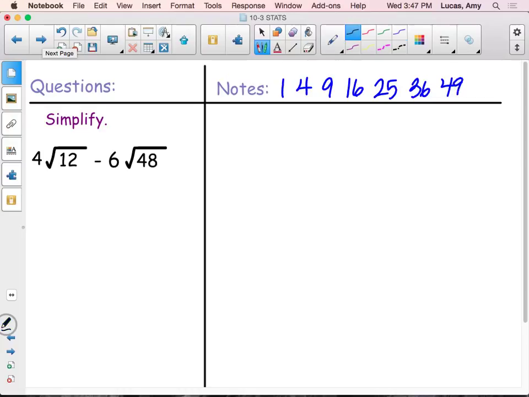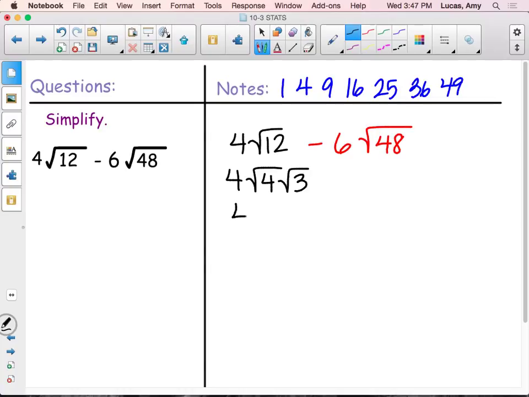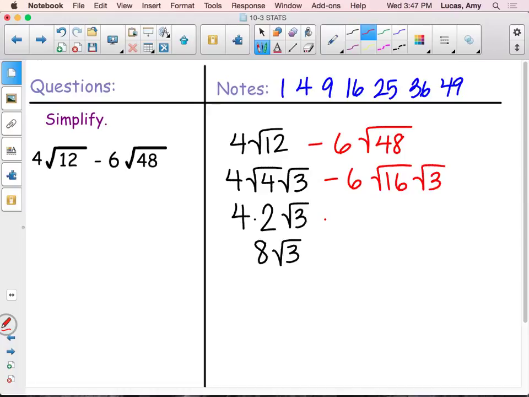Okay, so 4 times the square root of 12 minus 6 times the square root of 48. 12 simplifies to 4 times 3. The square root of 4 is 2. So then 4 times 2 is 8. 8 times the square root of 3. 48 is 16 times 3. So it's going to end up the same again. The square root of 16 is 4. 6 times 4 is 24. So 24 times the square root of 3.